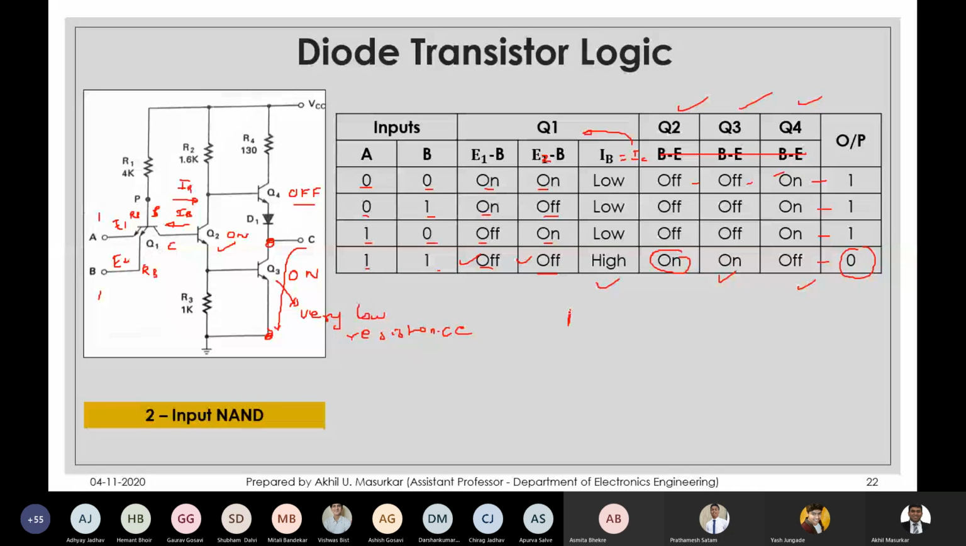So how will this table look for a NOR gate? All ons you will replace by off, all lows you will replace by high. So off will become on and on will become off. Low will become high and high will become low. And as far as output is concerned, that will become 1 0 0 0.